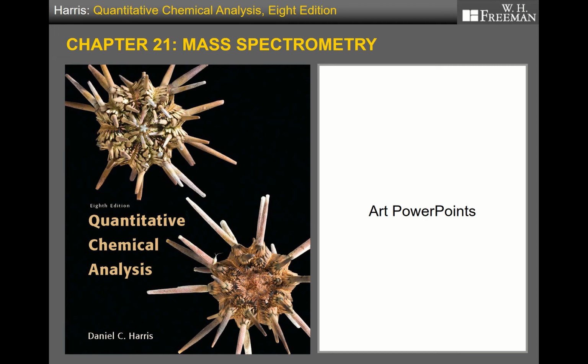Hello students, now we enter chapter 21. The topic is mass spectrometry. This technique has been widely applied to determine unknown molecules, and also to determine the molecular structure. This is a really popular technique, and several Nobel prizes were awarded for the development of mass spectrometry.